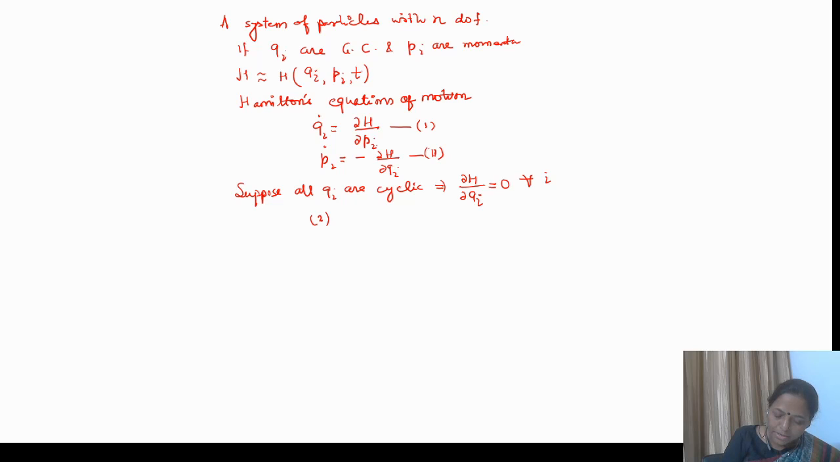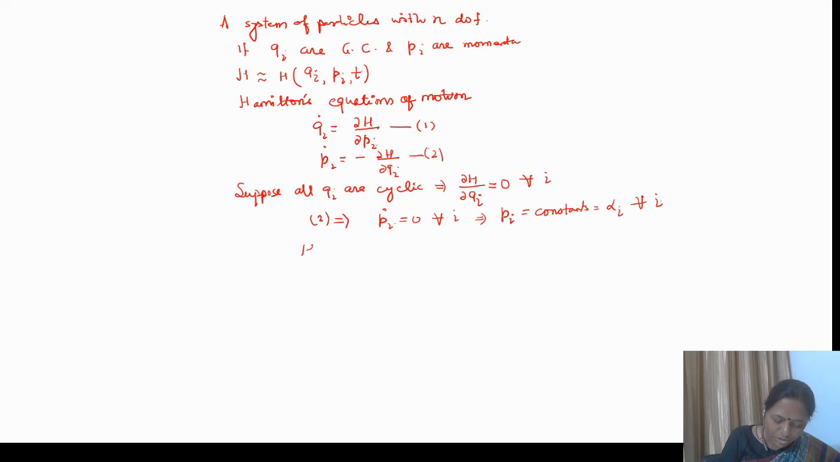And if this is 0, then equation 2 implies that Pi dot is 0 for all i. That means all the momenta are constants. Let these be alpha i. Okay, so all momenta are constant.